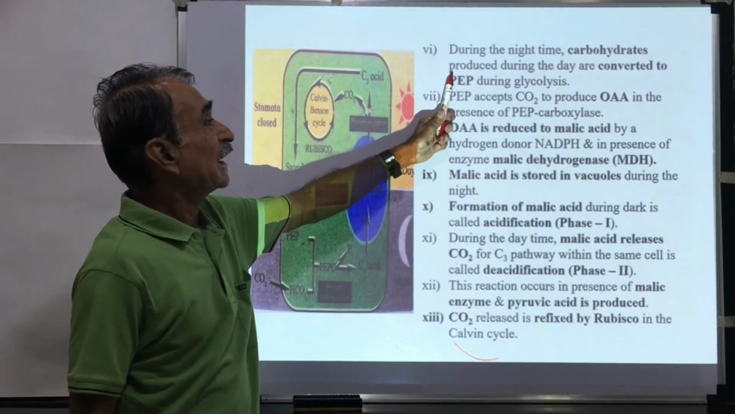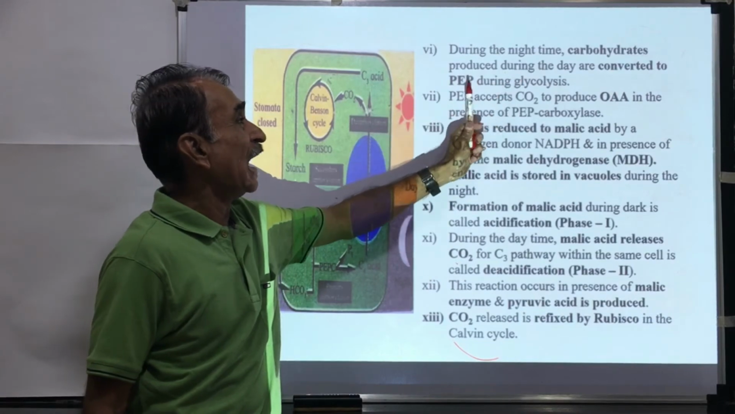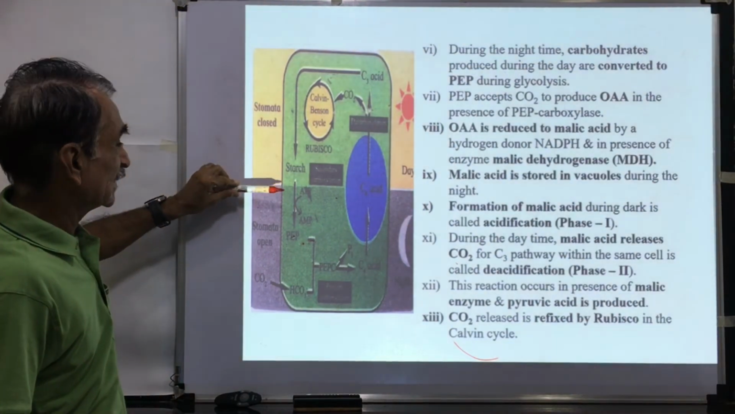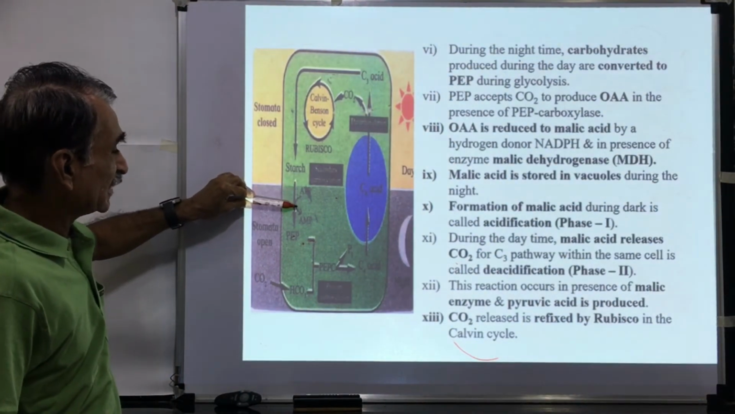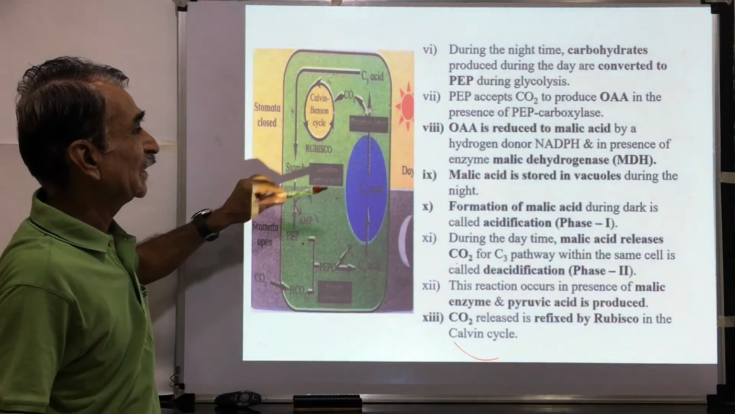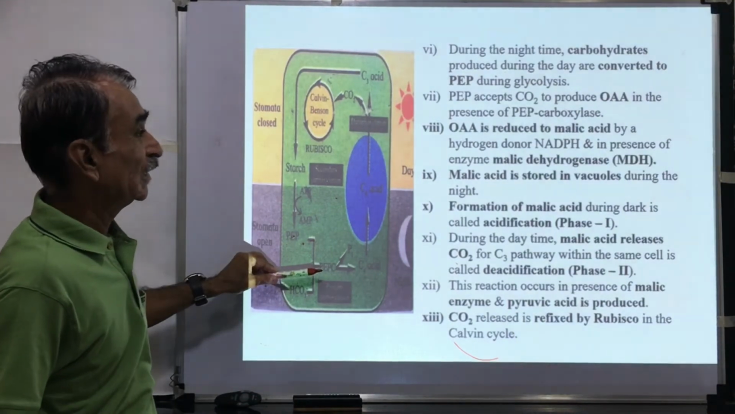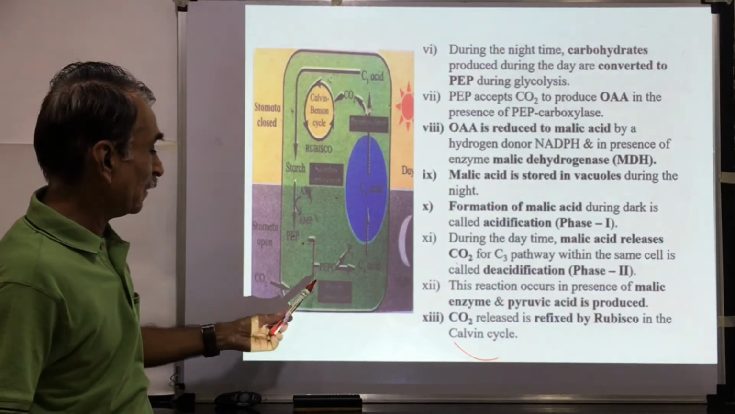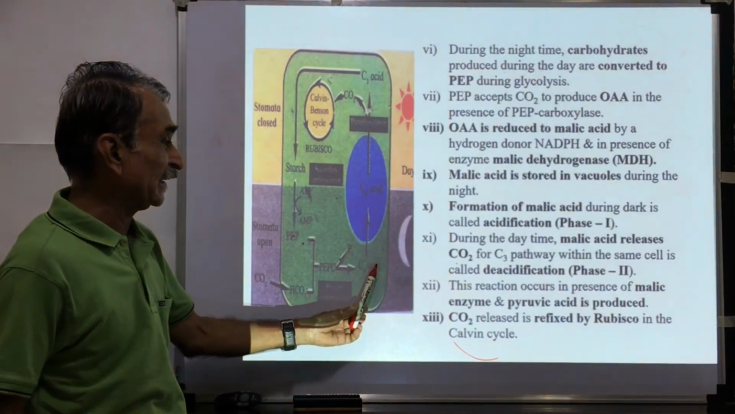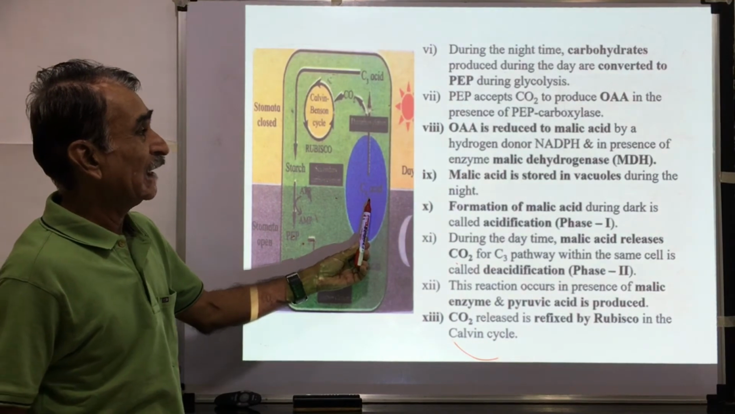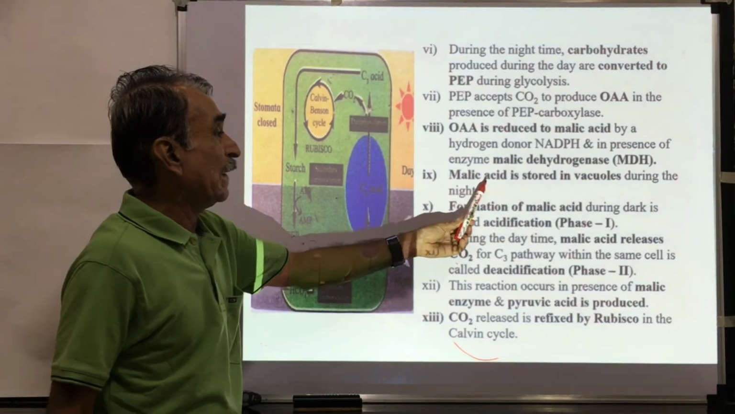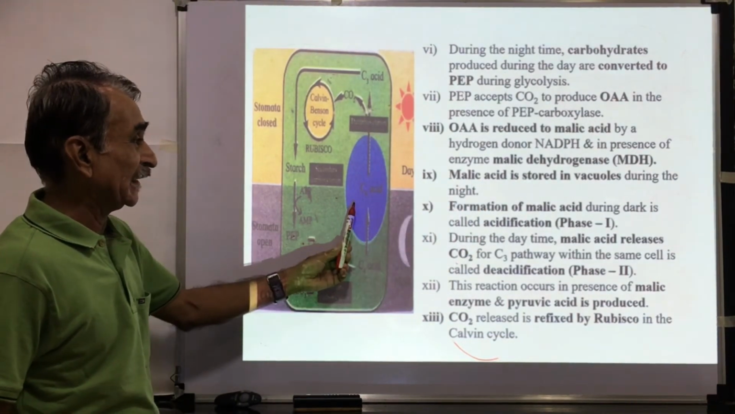During the night time, carbohydrates produced during the day are converted into PEP during glycolysis. During the night hours, here there is a starch. Starch is hydrolyzed to PEP because of glycolysis of respiration. This PEP accepts the CO2 to produce OAA in the presence of PEP carboxylase enzyme. Oxaloacetate is reduced to malate. Here there is formation of malate, and this malate is stored in the vacuoles. Malic acid is stored in the vacuoles during the night hours.